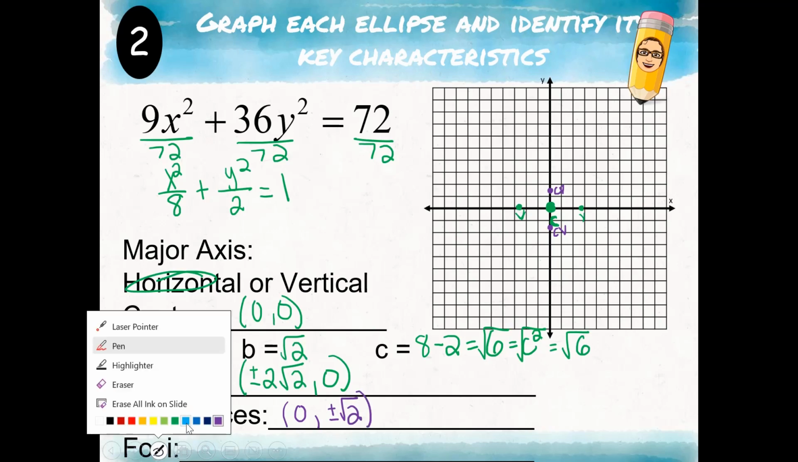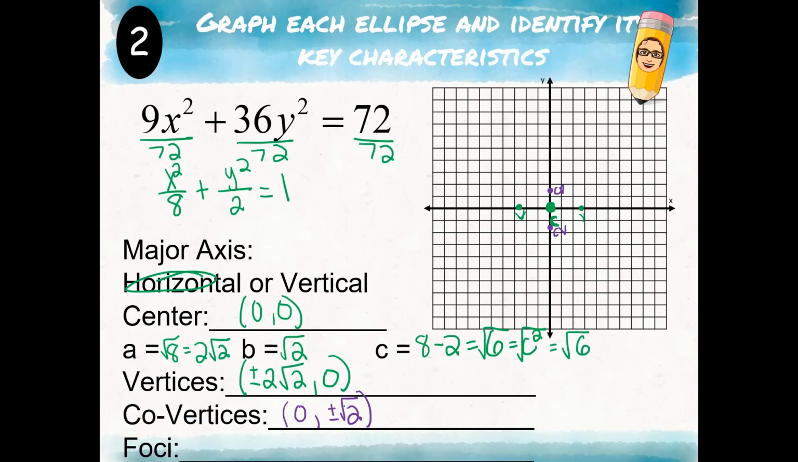Change my color one more time here. Let's go into a blue. Foci, I'm going to go square root of 6 left and right, because remember that has to be on the major axis. Square root of 6 is roughly 2.5 or so. So I'm going to go to right about right there. That's my foci. One right here. And again, I'm going to write those ordered pairs kind of like I did with the vertices, is it's plus or minus the square root of 6, comma 0 for that ordered pair. And do not forget to connect your dots. Foci are never connected, though, when you draw that in.